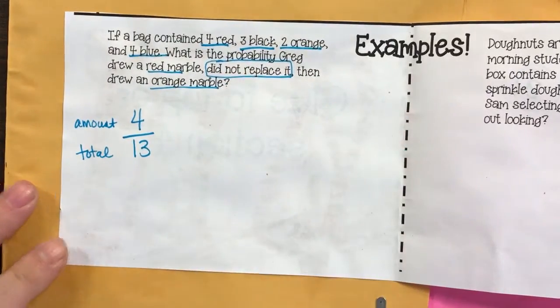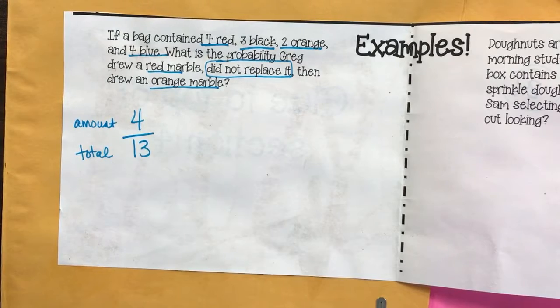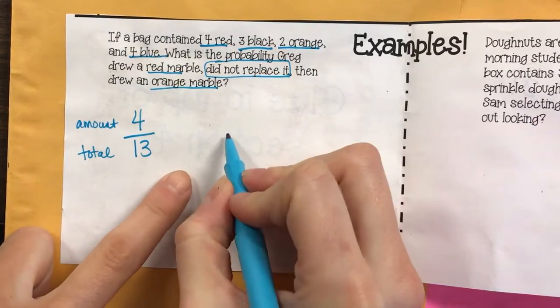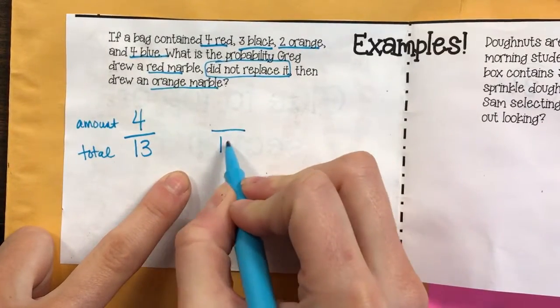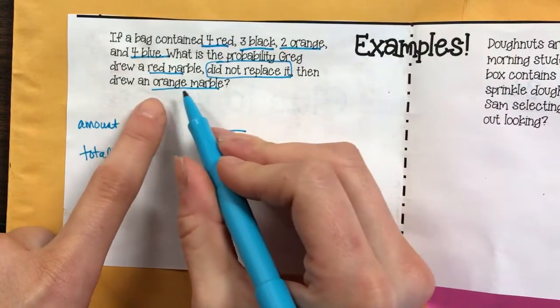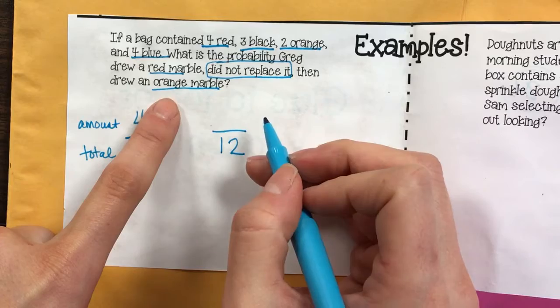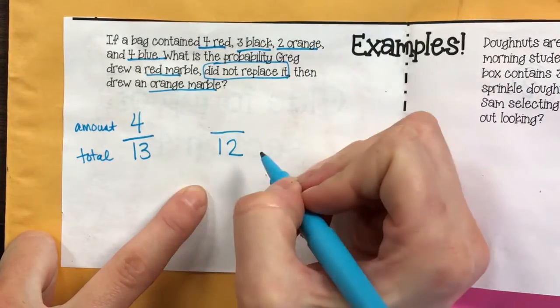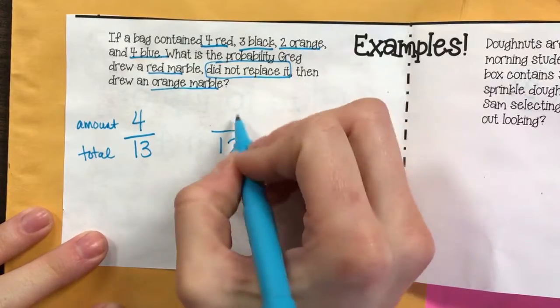So if he does not replace it back in the bag, how many total marbles do we have after that? 12. We should have 1 less than our total because he didn't put it back in the bag. So now we should have 12. And that was if he drew an orange marble next. So how many orange do we have? Orange marbles, how many? 2.